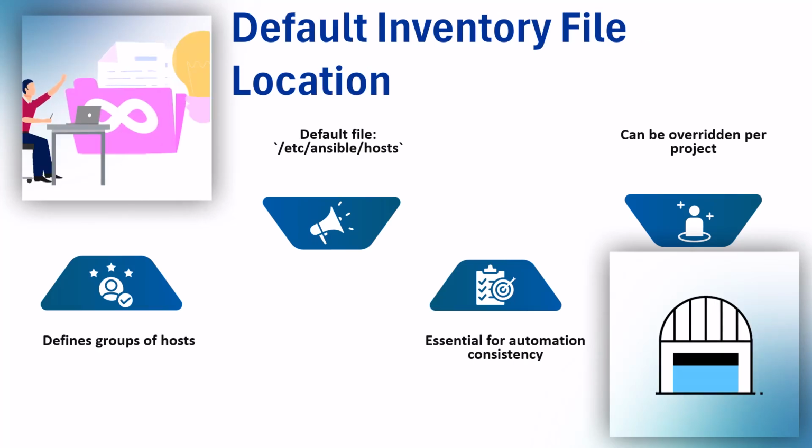The default inventory file sits at /etc/ansible/hosts, ready to store your host definitions. But don't worry, it's customizable. You can override it to fit project needs. Think of it like your favorite playlist. You set the order for optimal performance.